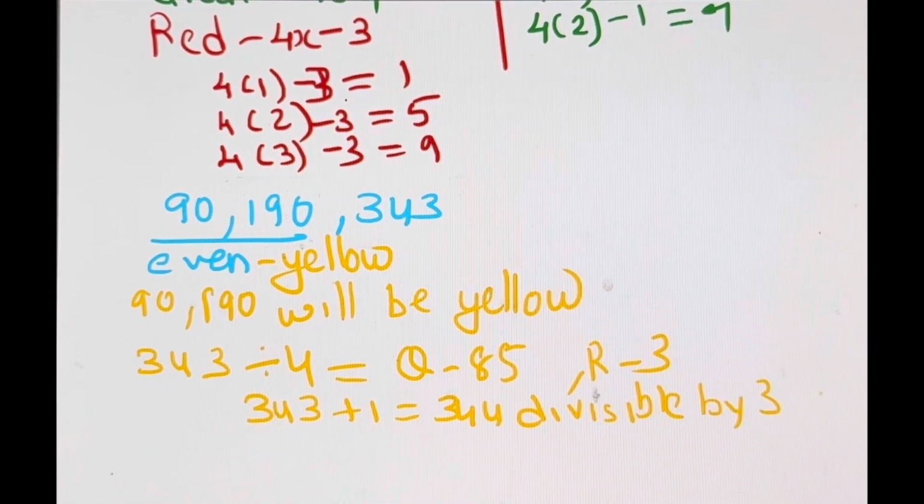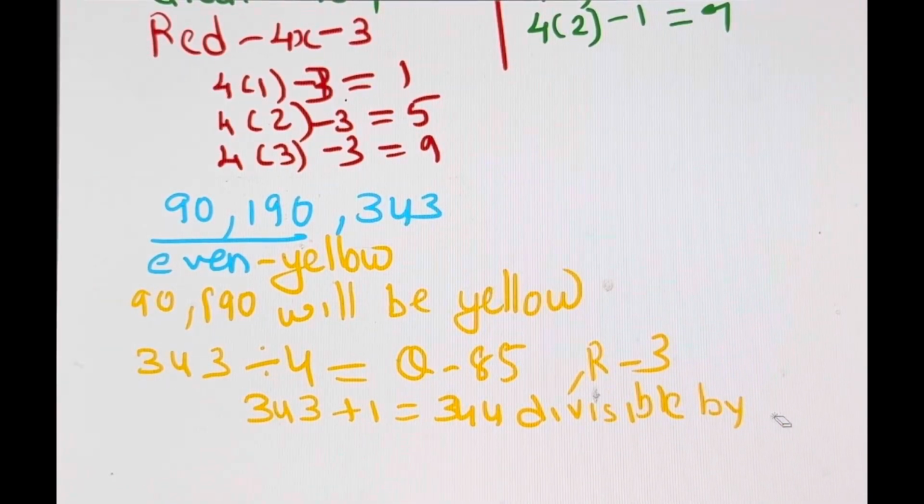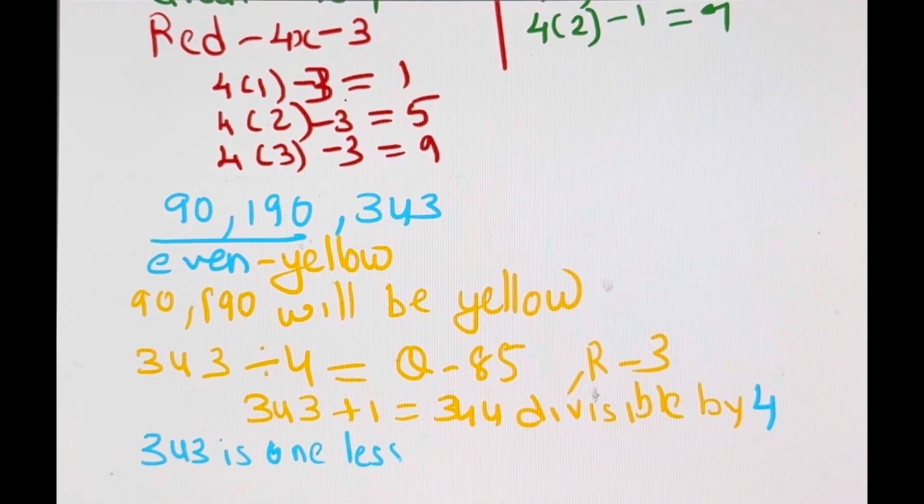This is very important, you understand, because you may get confused that the remainder is 3, so it will be red color, but it's not like that. Try to understand it better. So now remainder is 3, means if you add 1, 344 will be exactly divisible by 4, not 3. Sorry, I've written 3, should be 4. Right? What does it mean? 343 is 1 less than the multiple of 4.